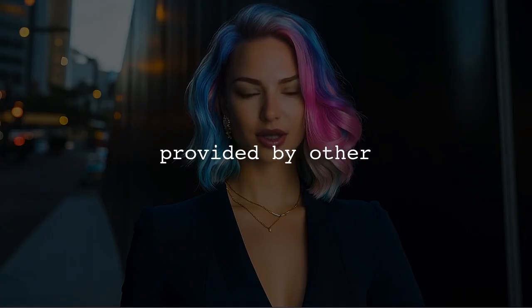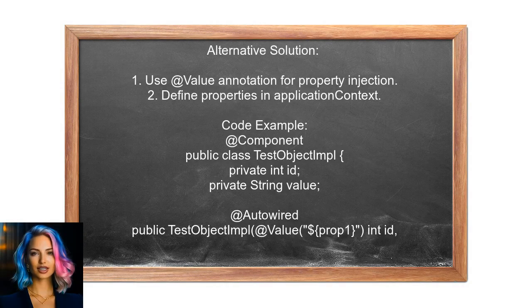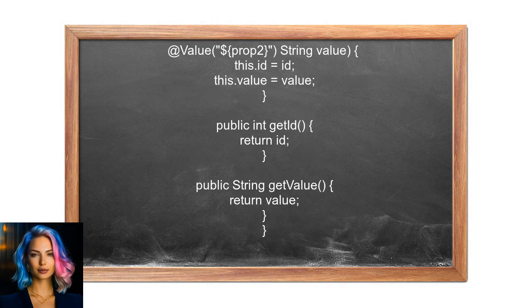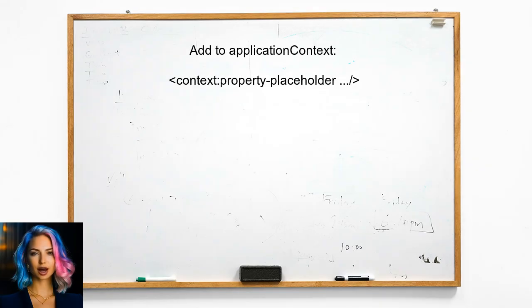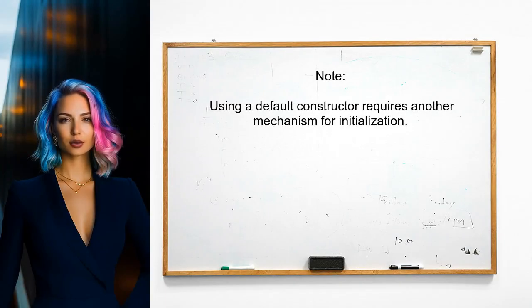Now let's look at the answers provided by other users. An alternative solution provided by another user involves using the @Value annotation to inject simple properties directly into your class. This allows you to access properties like ID and value without needing a default constructor. Additionally, remember to add the property placeholder configuration in your application context to ensure the properties are loaded correctly. It's important to note that if you choose to fix the issue with a default constructor, you'll need another way to initialize your bean, so be cautious with that approach.